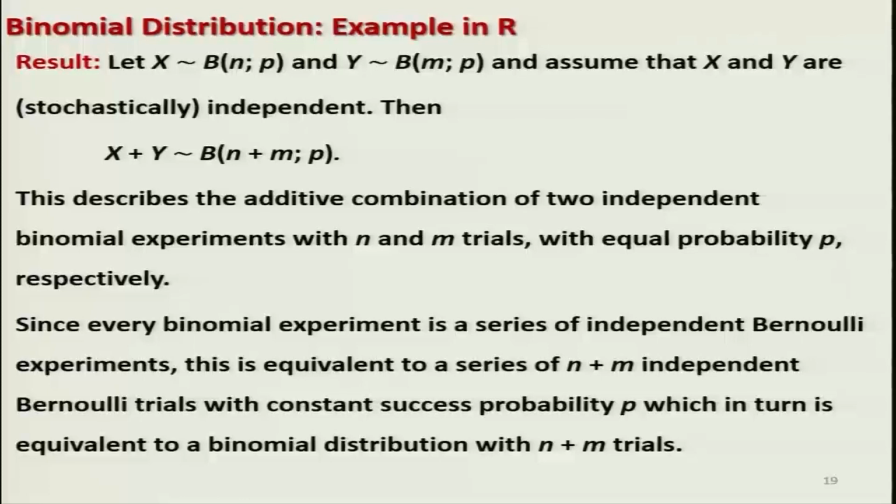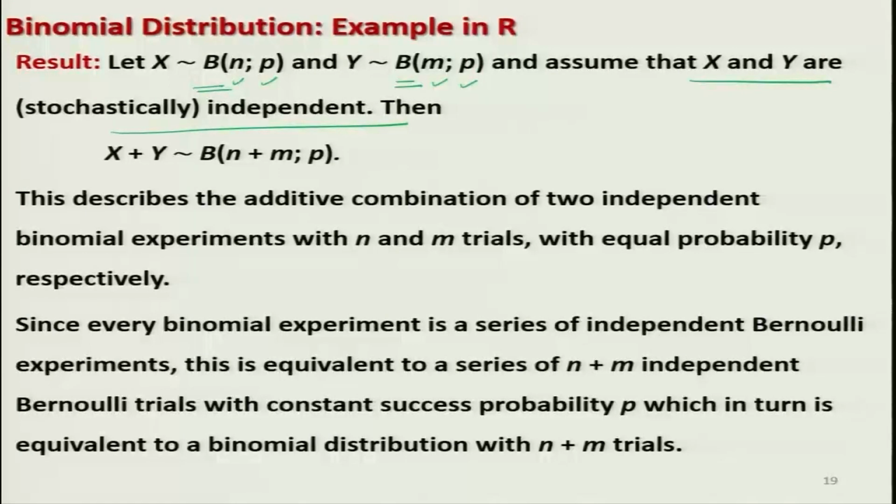But before I leave, let me try to give some important results. So one important result in the binomial distribution is that if there are 2 stochastically independent variables X and Y, and suppose both are following a binomial distribution. So X is following a binomial distribution with parameters small n and small p, and Y is following small m and small p.